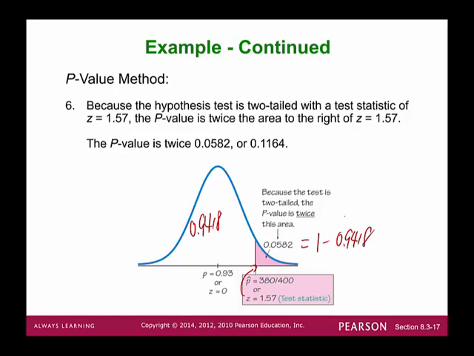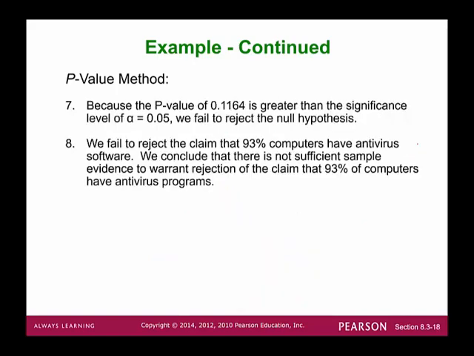So we get the area and then double it because we have 2 tails. Multiply this by 2, you get 0.1164. And definitely this area is bigger than alpha: 0.1164 is greater than alpha, which is 0.05. That means we fail to reject H0, because the p-value 0.1164 is greater than the significance level alpha. Fail to reject the null hypothesis.